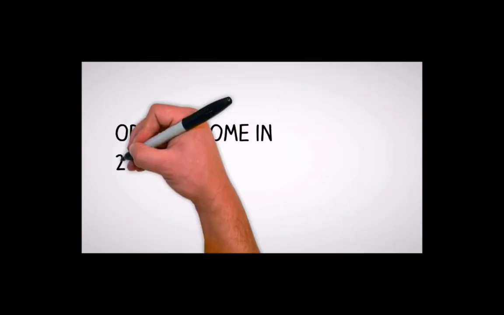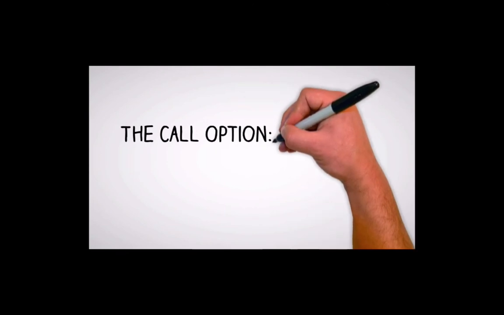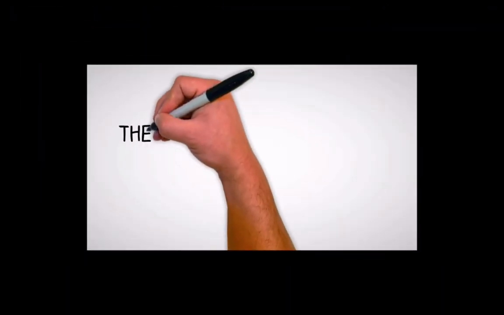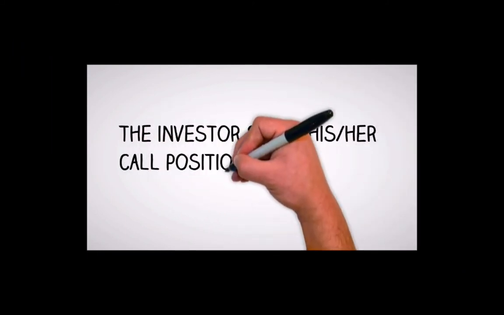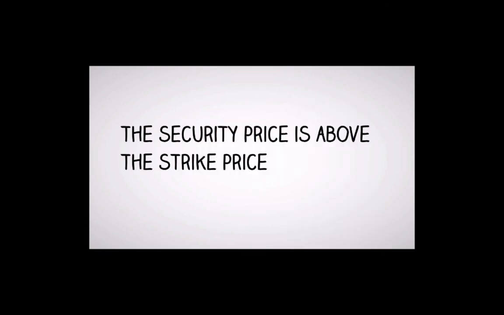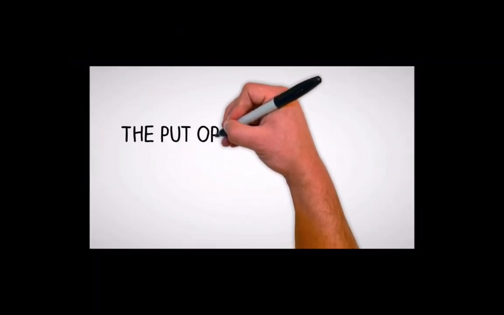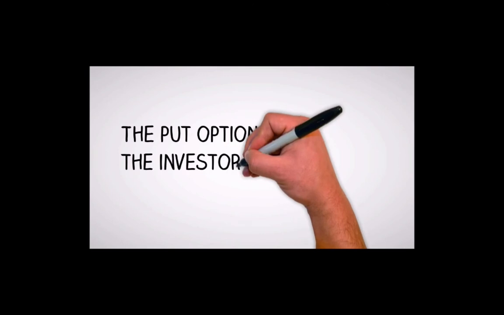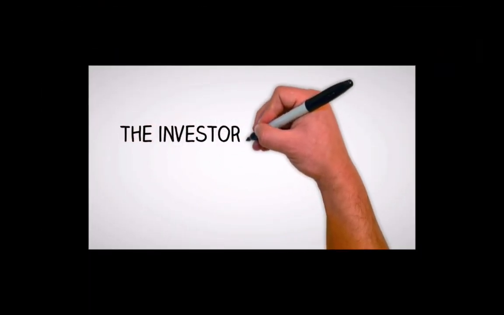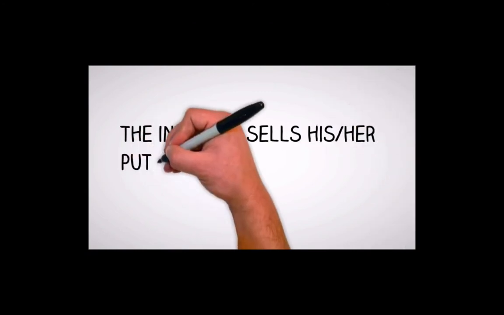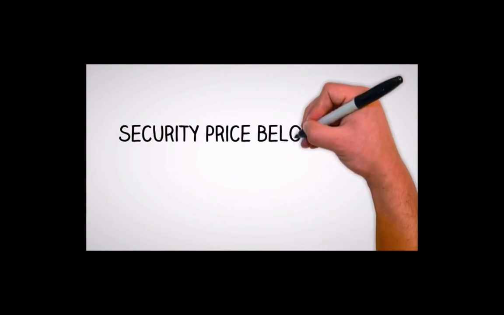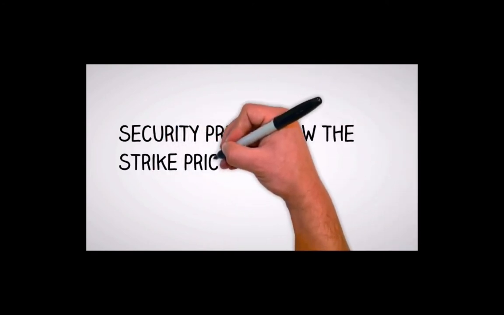And options come in 2 formats: the call option, that may permit the investor to profit if the investor sells his or her positions when the security price is above the strike price. The put option, on the other hand, the investor may profit when the investor sells his or her put position at a security price below the strike price.